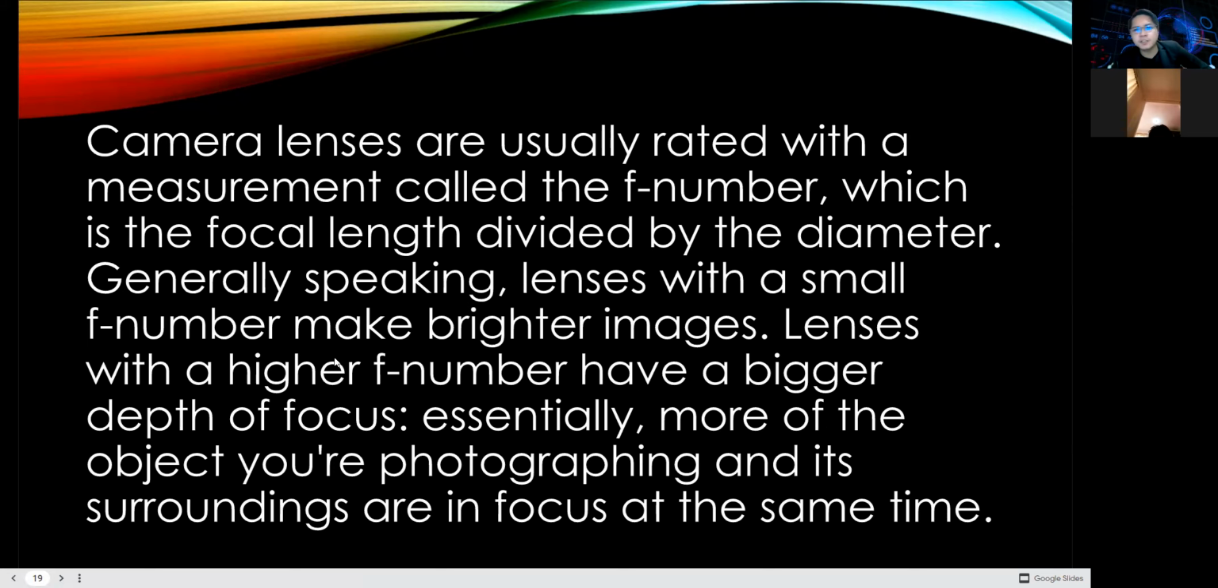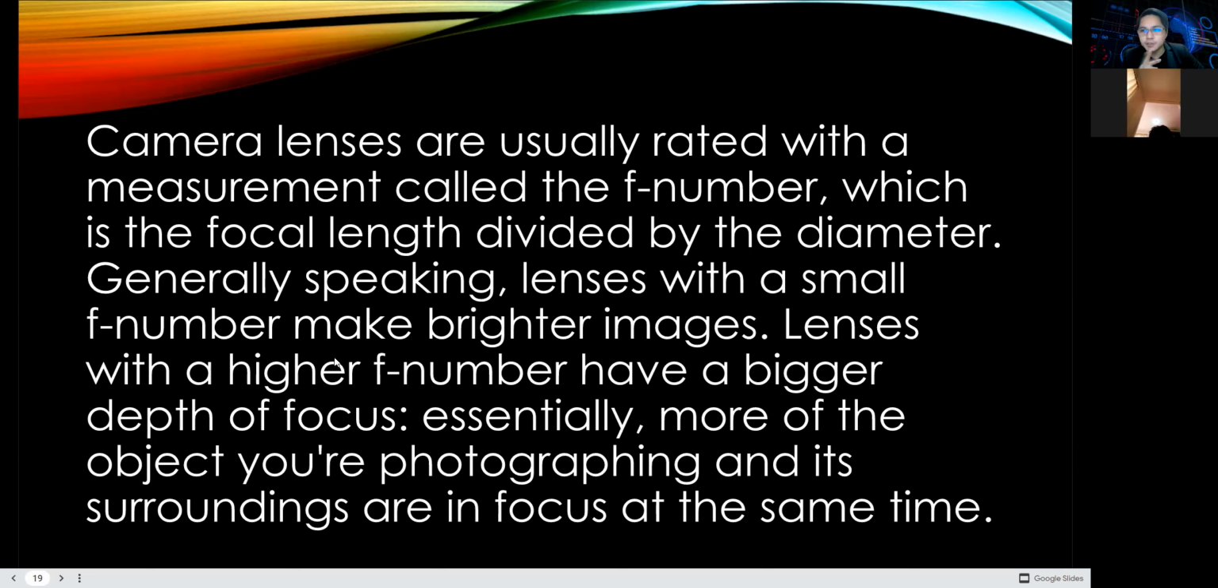Camera lenses are usually rated with a measurement called the f number, or focal number, which is the focal length divided by the diameter. Generally speaking, lenses with small f numbers make brighter images, because it's a different thing when you're talking about the focal length. The smaller the number, the bigger its opening. The bigger the number, the smaller its opening.